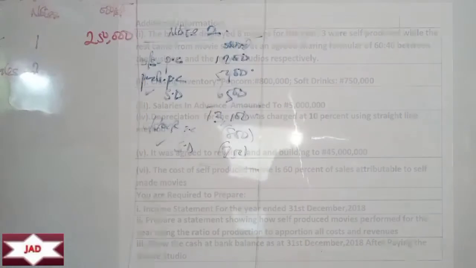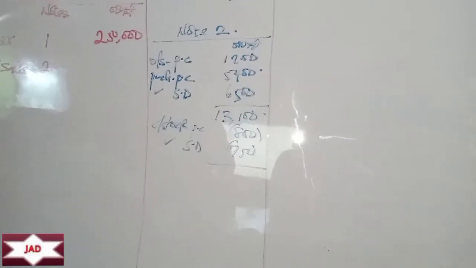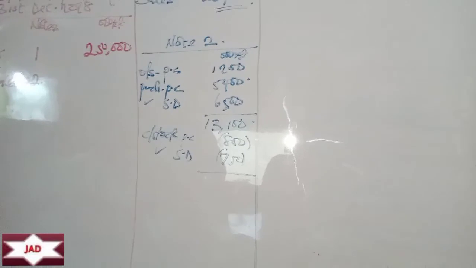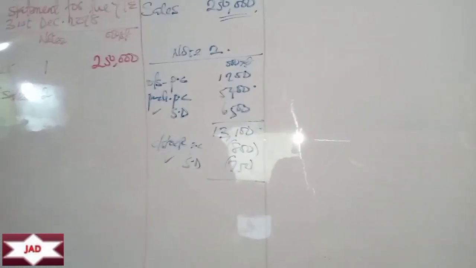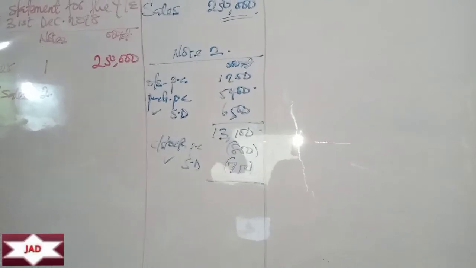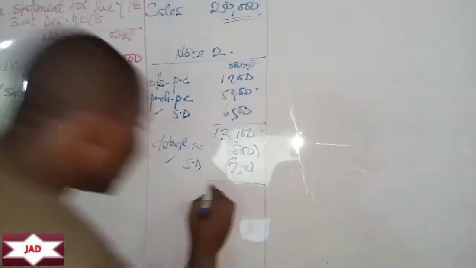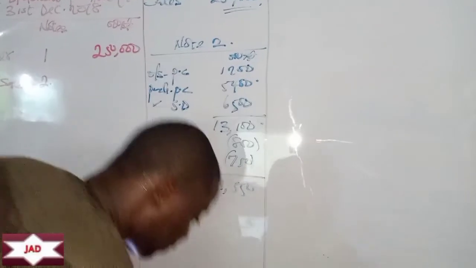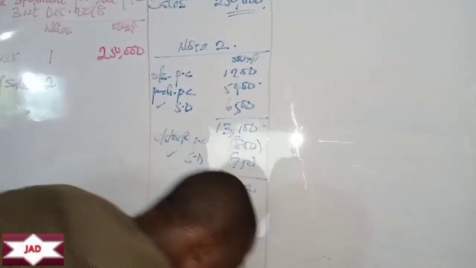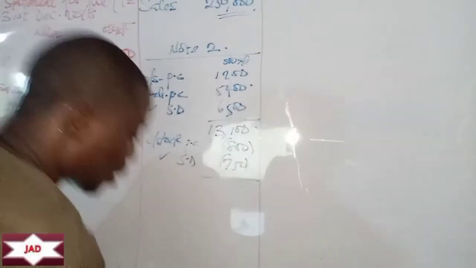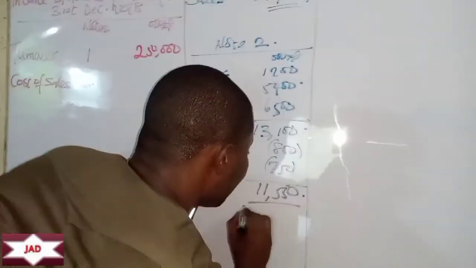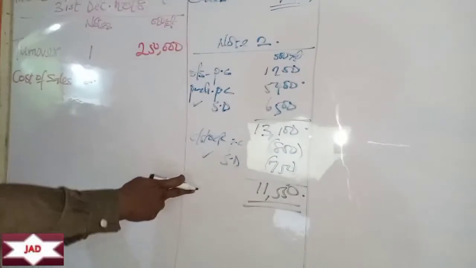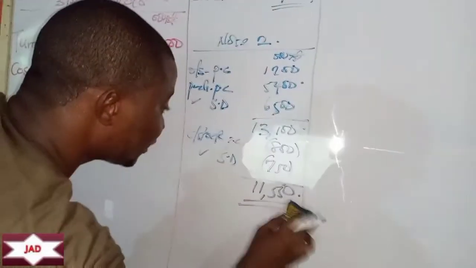So we have 13,100 minus 800 minus what? 750. Okay. So what do we have there? 13,100 minus 800. So we have 11,550. Okay, so this is your what? Your cost of sales with respect to the inventories.